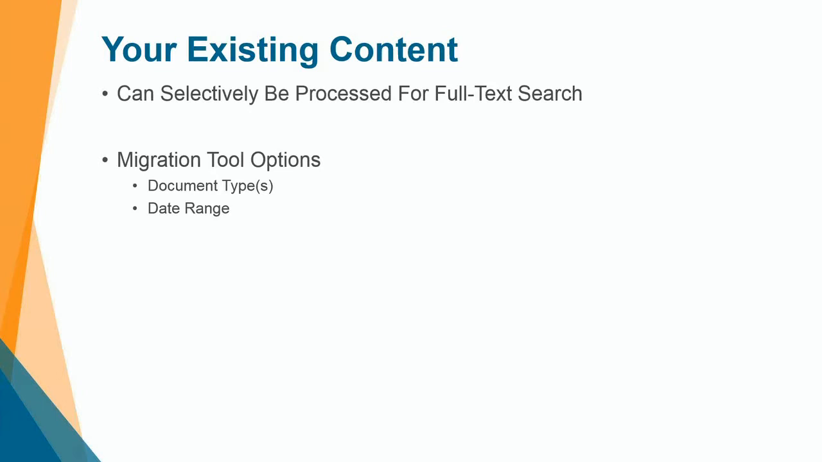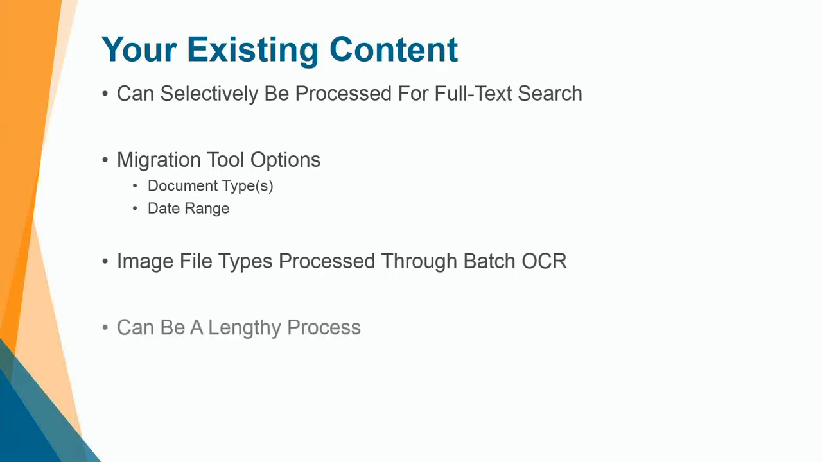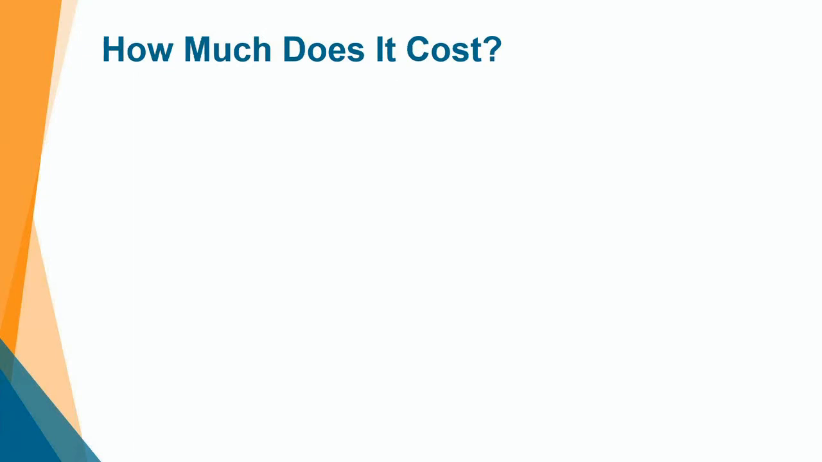So we could actually run this process for this backfile content in off hours and do it in smaller chunks, so that we make sure it doesn't continue over into normal processing times. Any of our image file types need to go through that batch OCR process. Again, that can happen relatively automatically, but we have processes for doing this. It could be a lengthy process, but we can train your staff on how to do this. Once we put full text search in place, you can go ahead and manage that going forward in the future.